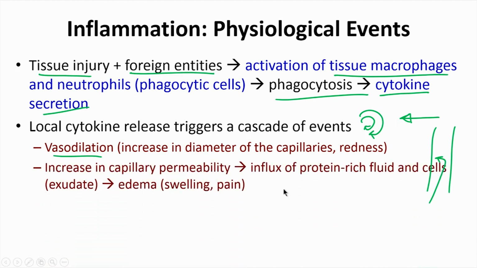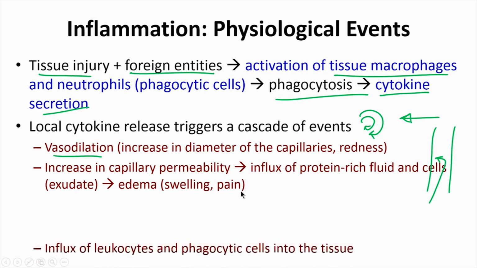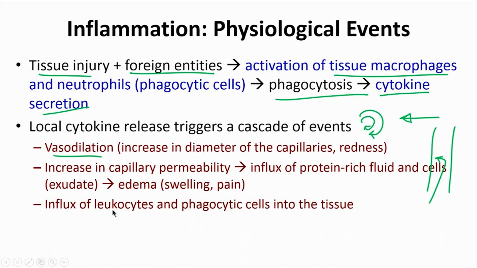Then you have an influx of protein rich fluid and the cells are coming in. So, now you see swelling as well. You have a lot more fluid in the environment where the injury has happened. That is why you see swelling, and that causes pain as well, because nerve cells also get involved. And then you have an influx of leukocytes and phagocytic cells into the tissue. Because of this vasodilation, all these phagocytic cells, which were circulating in the blood, are also coming into the tissue.